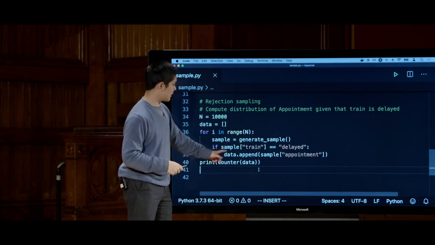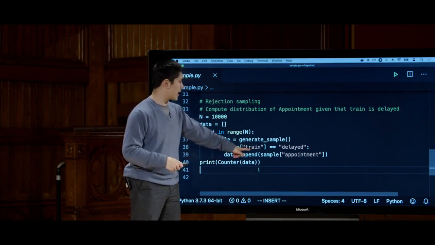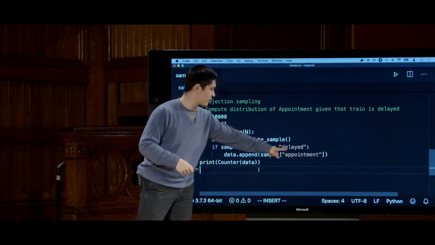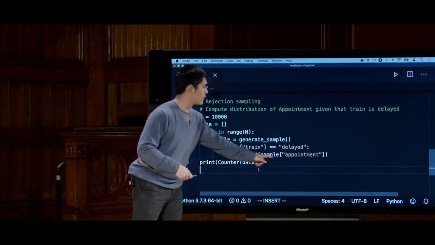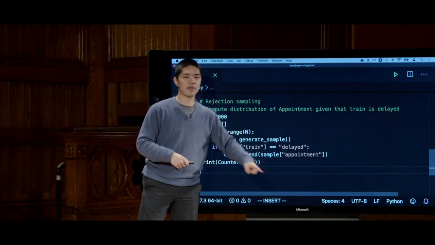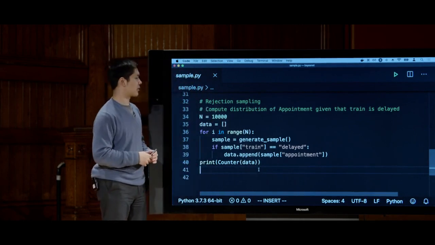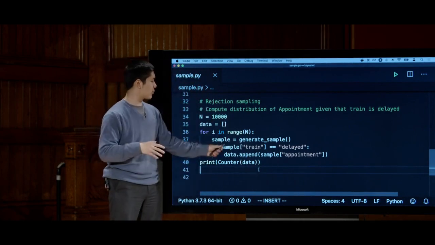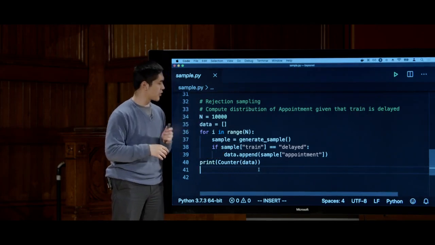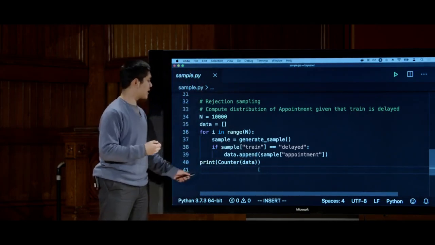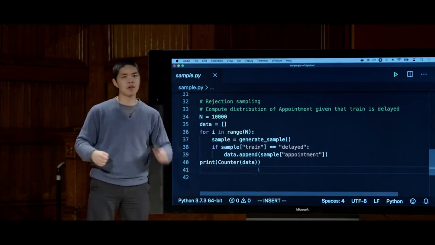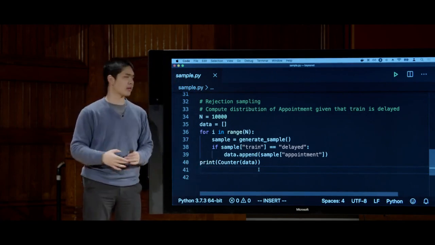So I'm going to say, all right, if I take the sample, look at the value of the train random variable. If the train is delayed, well, let me go ahead and add to my data that I'm collecting the value of the appointment random variable that it took on in this particular sample. So I'm only considering the samples where the train is delayed, and for each of those samples, considering what the value of appointment is. And then at the end, I'm using a Python class called counter, which quickly counts up all the values inside of a data set.